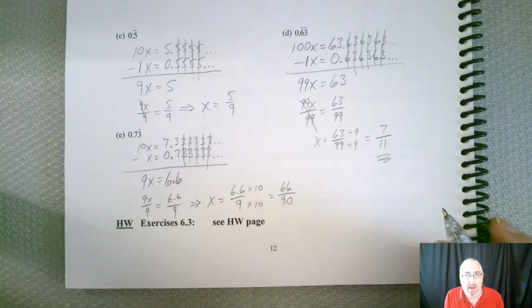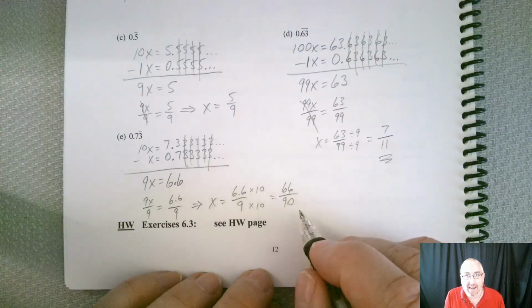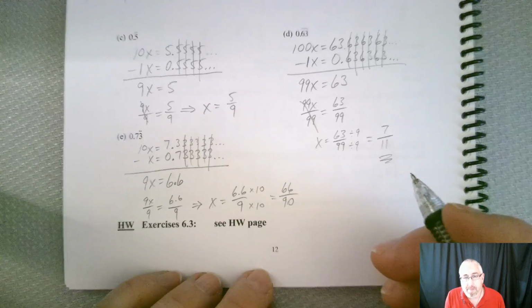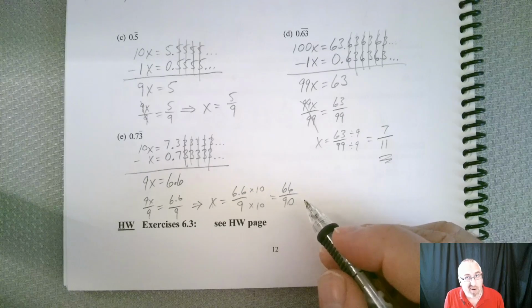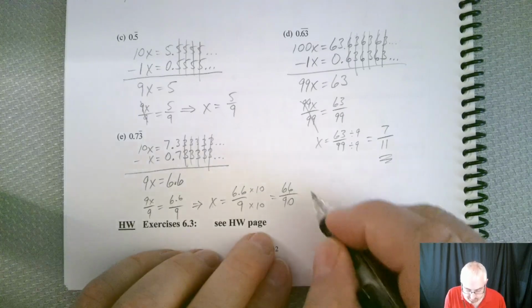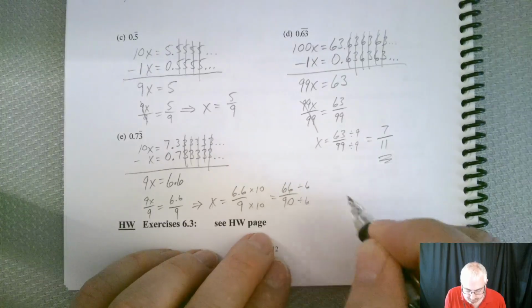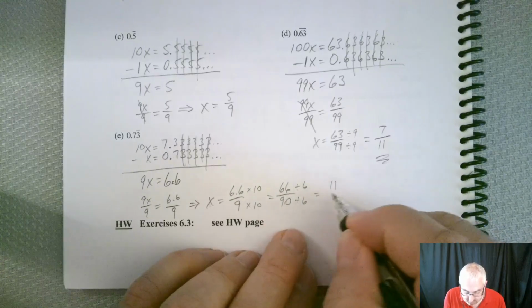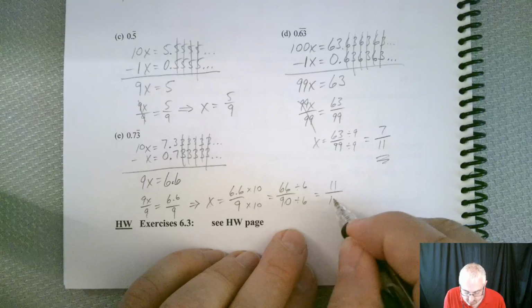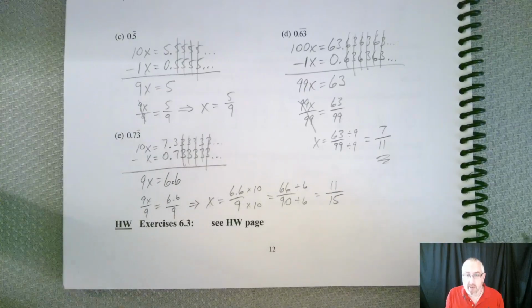So the last step we got to do is try to reduce it. So what goes into 66 and 90? Well, they're both even, so we know 2 does, but is there something bigger? And I think there is. I think 6 goes into both of those. So 6 goes into 66 11 times. 6 goes into 90 15 times. So that should be your answer, 11/15.